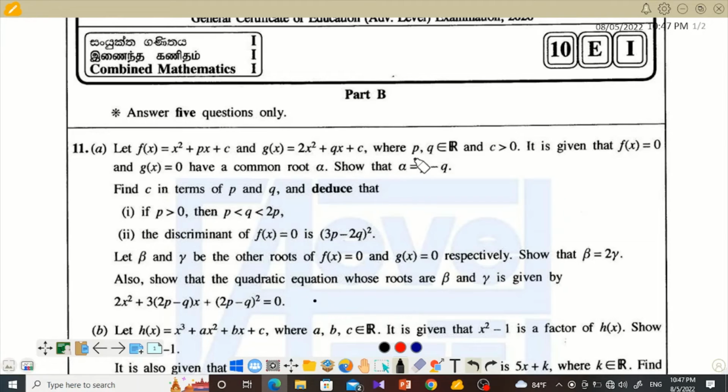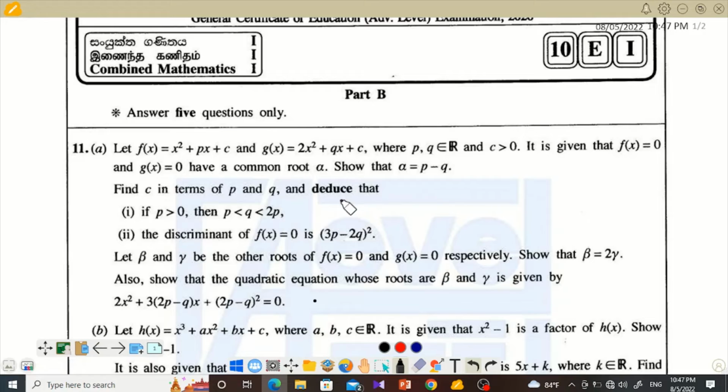Today I am going to solve a quadratic equation problem from the 2020 combined maths paper. This is the question. They are given two functions f(x) and g(x), and they are given that p and q are real numbers and c is a positive number. Then the problem says that f(x) equals 0 and g(x) equals 0 have a common root alpha, and show that alpha equals p minus q.